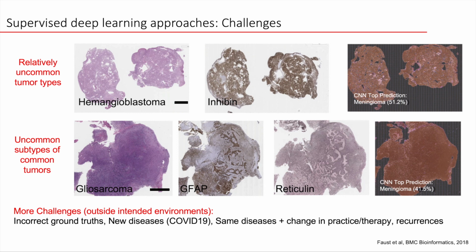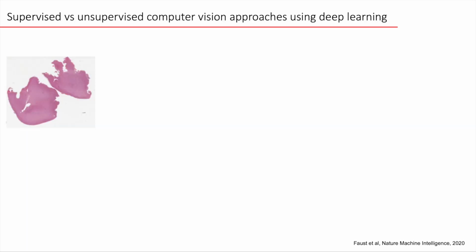For example, I see a lot of recurrent tumors, and in these cases, they look remarkably different than the non-treated primary tumors that we're typically accustomed to seeing. So we want to try to address these challenges to make these networks more generalizable to everyday use. And the way that we're approaching many of these problems in our lab is using unsupervised workflows.